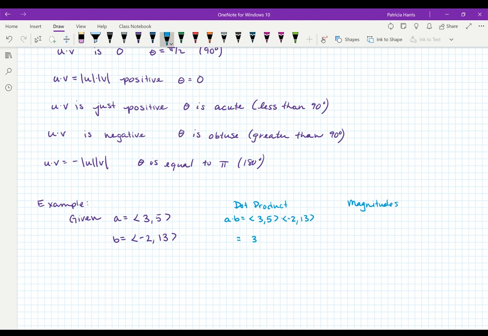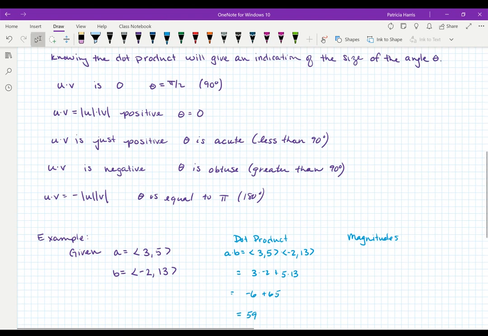So if I do dot product, I get 3 times -2 plus 5 times 13, -6 plus 65, 59. Okay, so it's looking like my u dot v is positive, so we're probably looking at an acute angle, or if it does turn out to be equal to the product of the magnitudes, we're looking at a 0-degree angle. So let's go ahead and find some magnitudes.